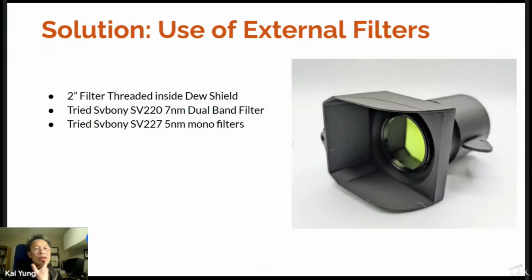So what I started advocating is adding external 2-inch filters. Right now, I have a Dew Shield that can thread a 2-inch filter directly to it. What I've been playing around with is putting in dual band filters, which are 7 nanometers wide, or even mono filters at 5 nanometers wide. And Svbony came up with really reasonably priced 2-inch filters. So you can play around to optimize and refine the data you can collect with Seestar, and put that right in the Dew Shield so that it's pretty easy to use.